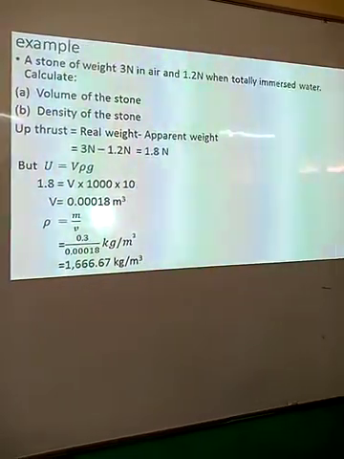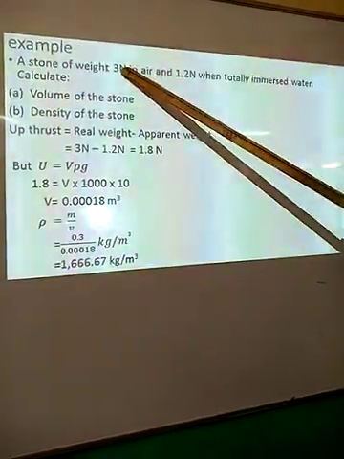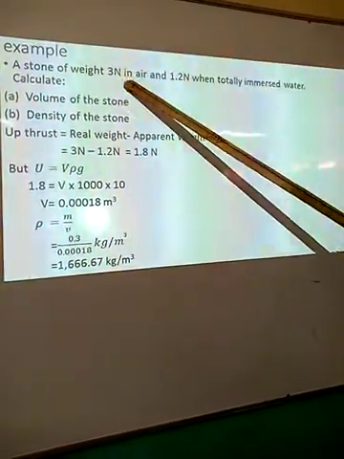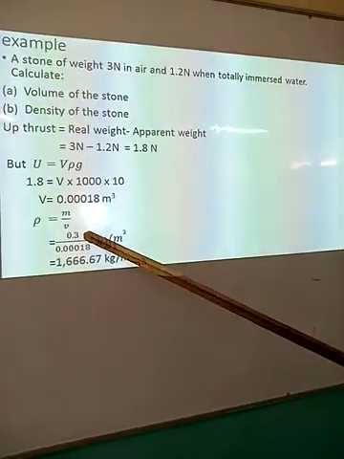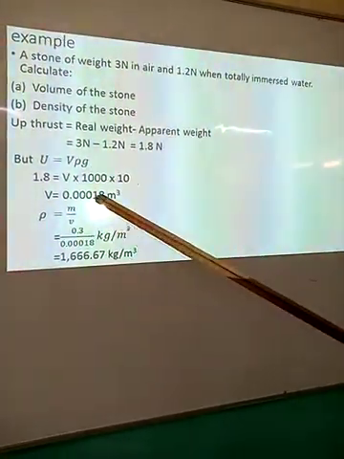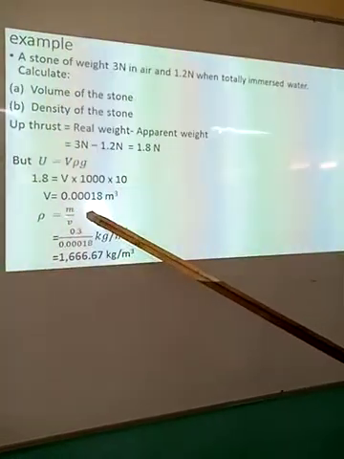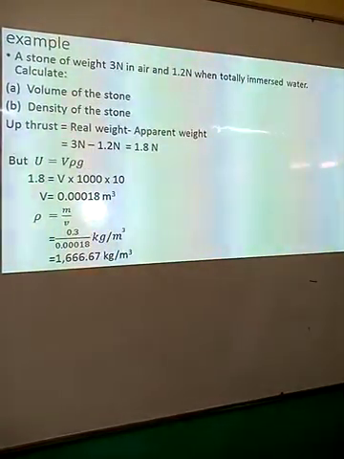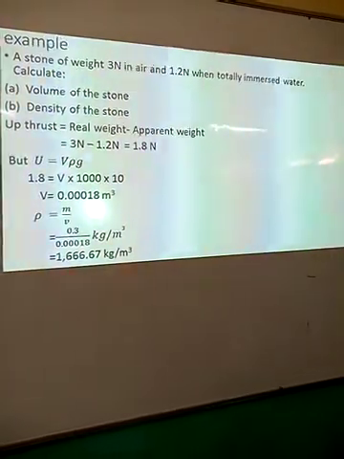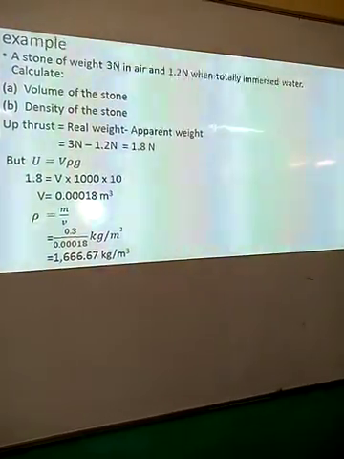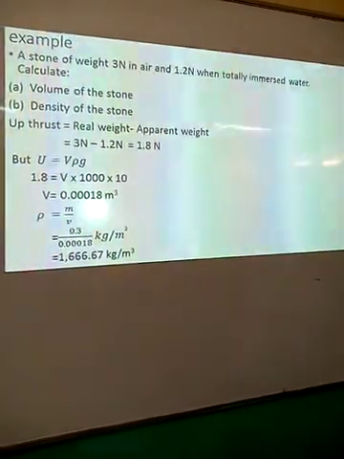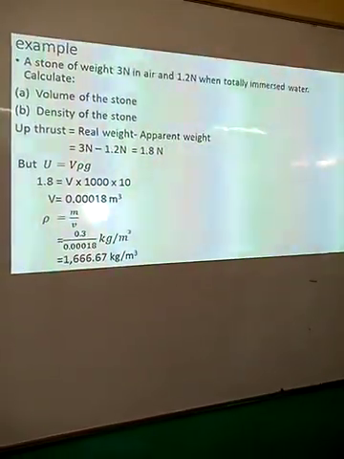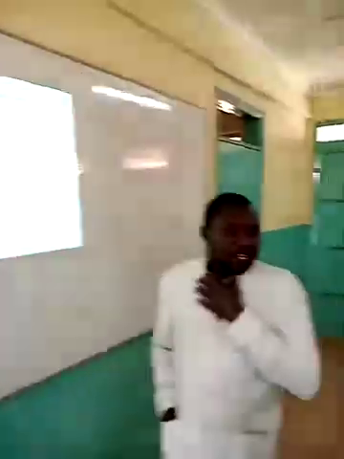But because the question also wanted the density of the stone, density will be its mass over its volume. If its weight is 3 Newton, it means its mass would be 3 divided by 10, which is 0.3 kilogram, over its volume, which I've worked out to be 0.00018. So if I divide that, I get the density of that stone to be 666.67 kilogram per cubic meter. Thank you very much. We want to end there. We'll proceed in the next lesson.